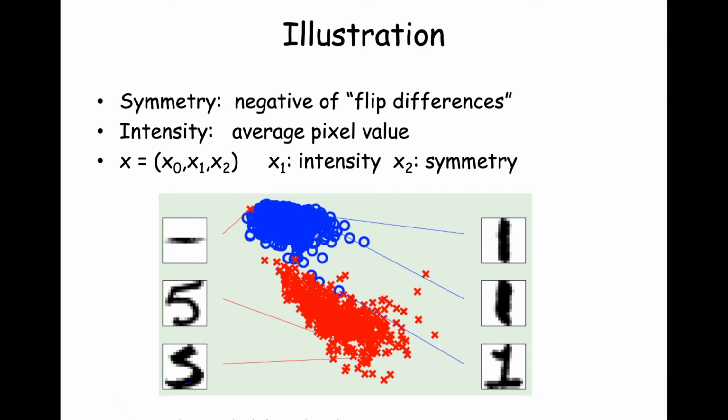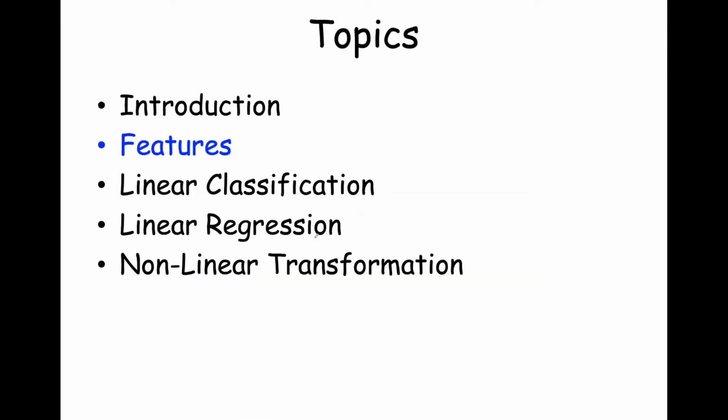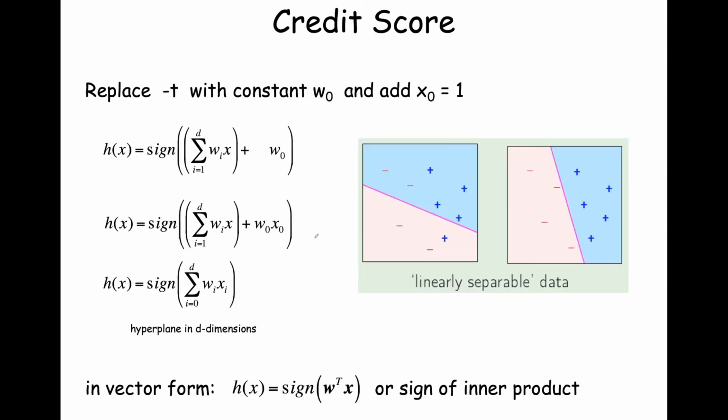The idea then is to build a learner that can distinguish, in this case, the 1s from the 5s. You only need pairs because you only need to know the positive examples versus the negative examples, and you can do this with a linear function. So let's take a look at the linear classifier.